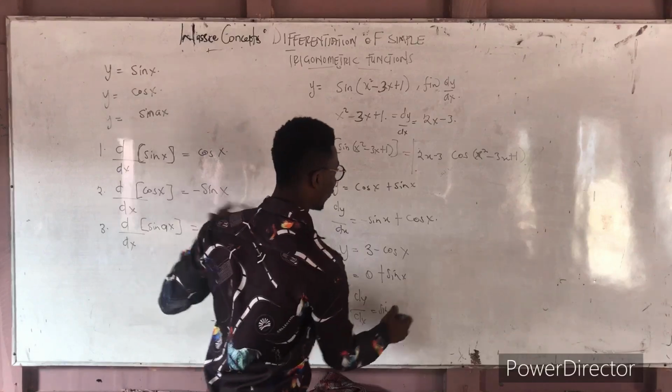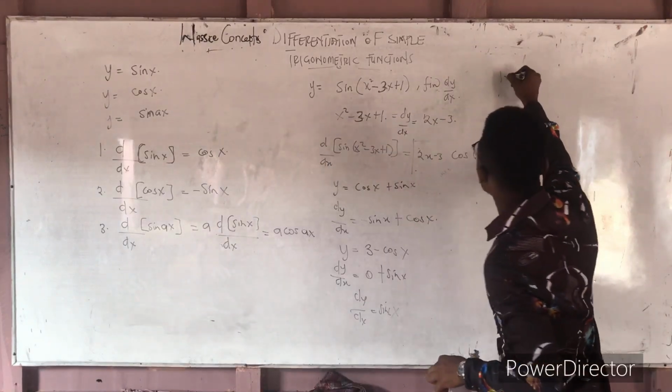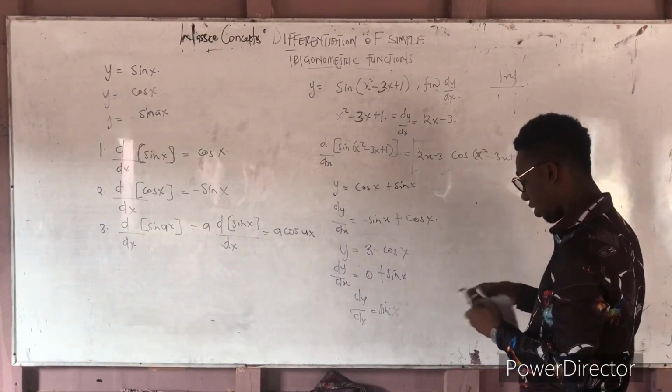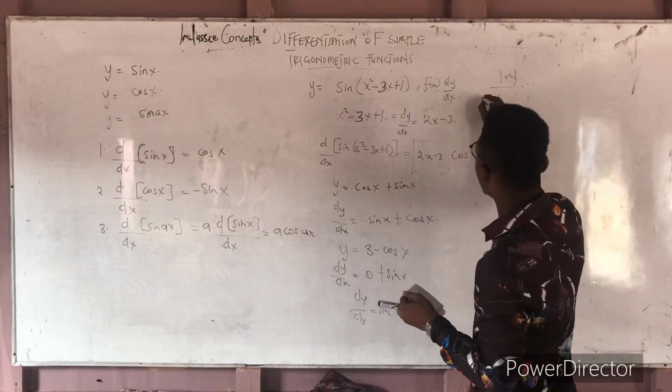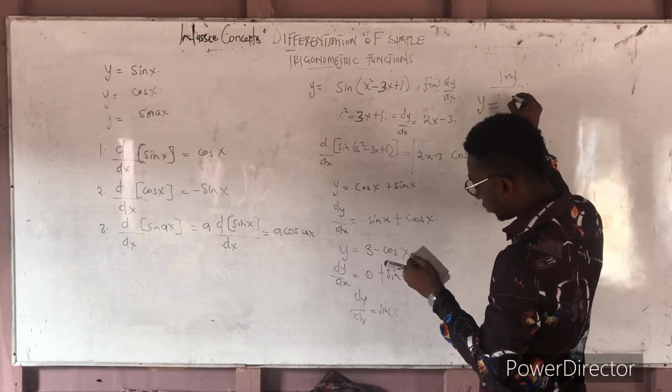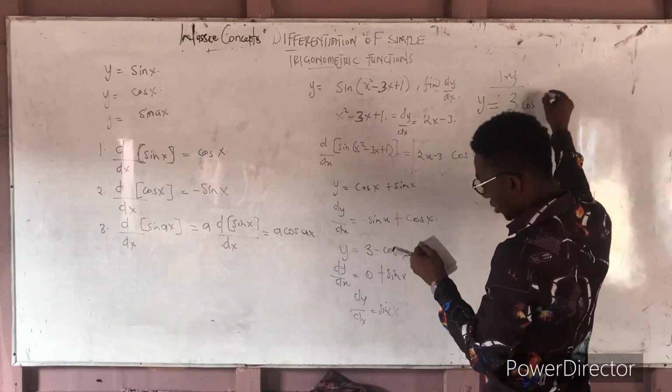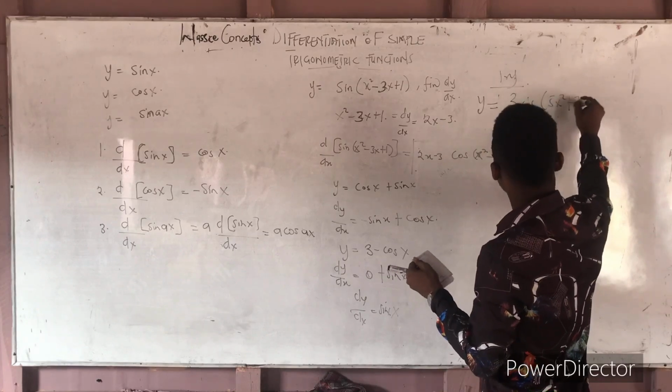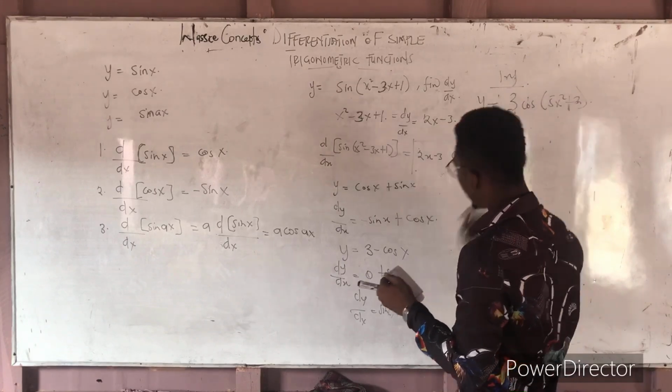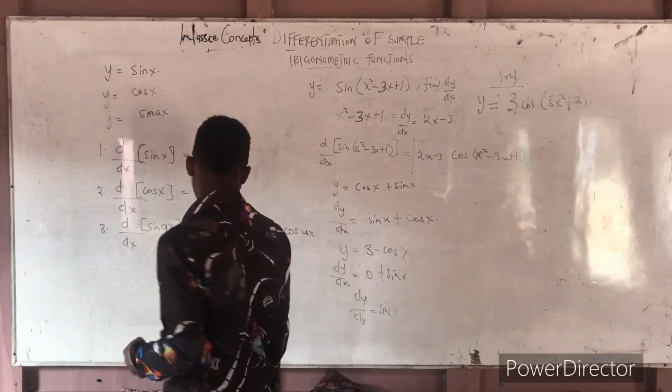Try your hands on this one at home. Find the derivative of y is equal to 3 cos of 5x squared plus 2.